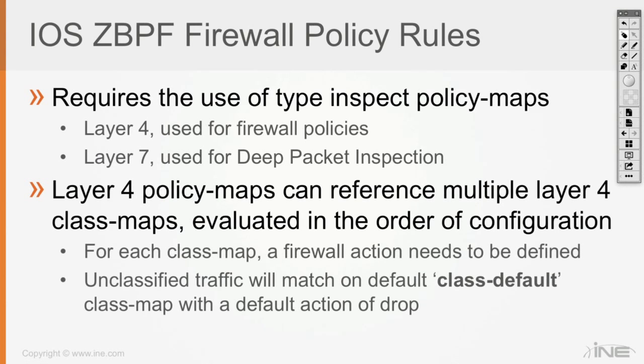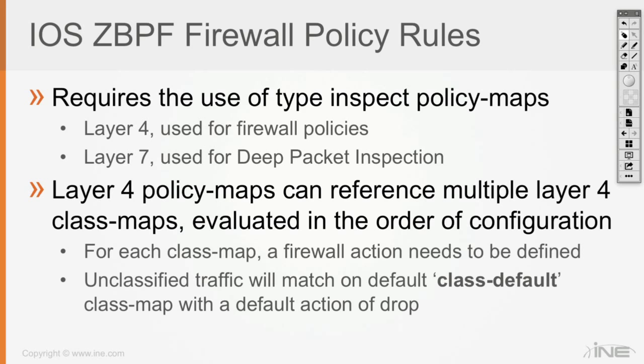So layer 4 policy maps are going to call in layer 4 class maps. Layer 7 policy maps are going to call in layer 7 class maps. Now, one layer 4 policy map can reference multiple layer 4 class maps, and once traffic flows to the router, the router is going to evaluate the class maps from under the policy map in the order of configuration. And for each class map, a firewall action needs to be defined.